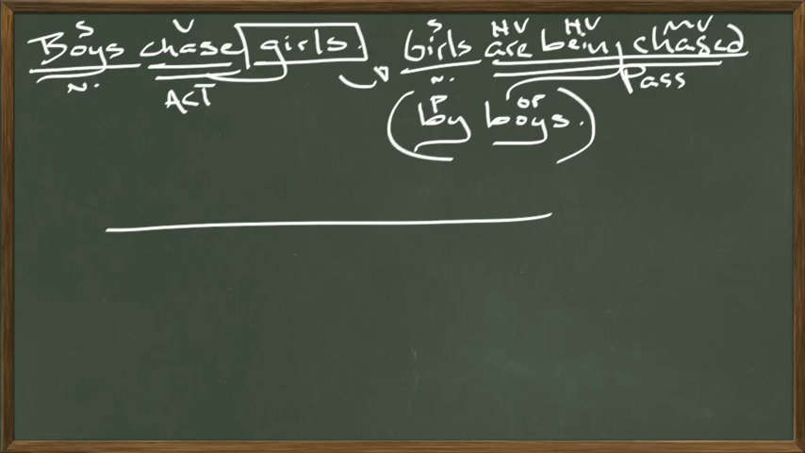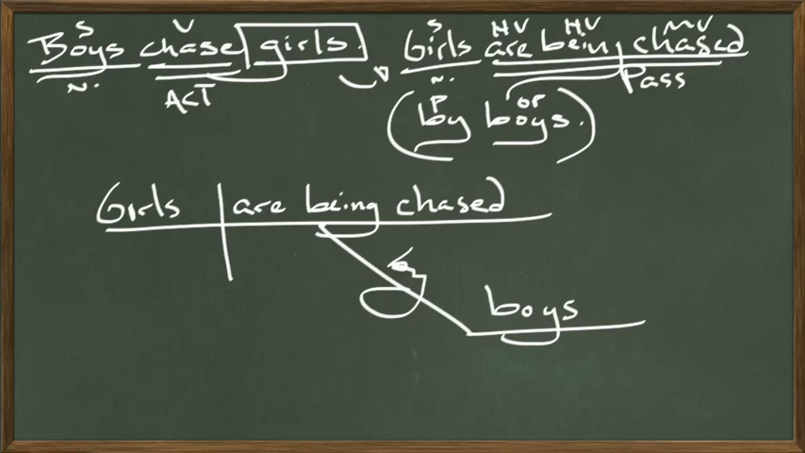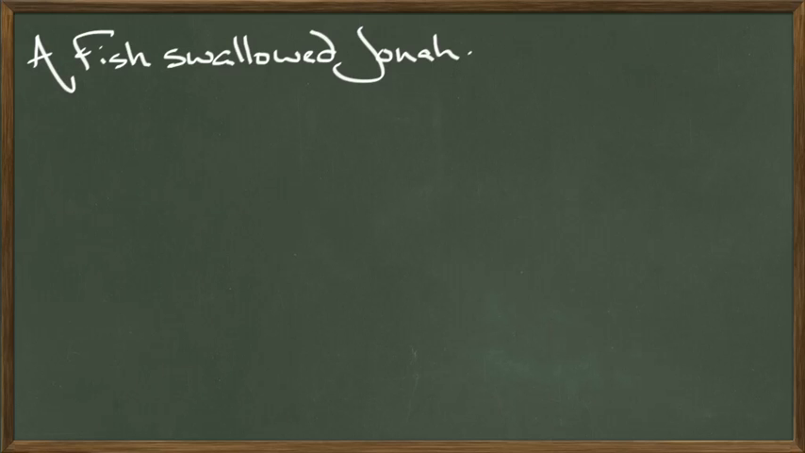To diagram it, straight line, divide it. Girls on the subject side. Girls are being chased. And they are being chased by boys. We're going to come back to these prepositional phrases in just a minute.